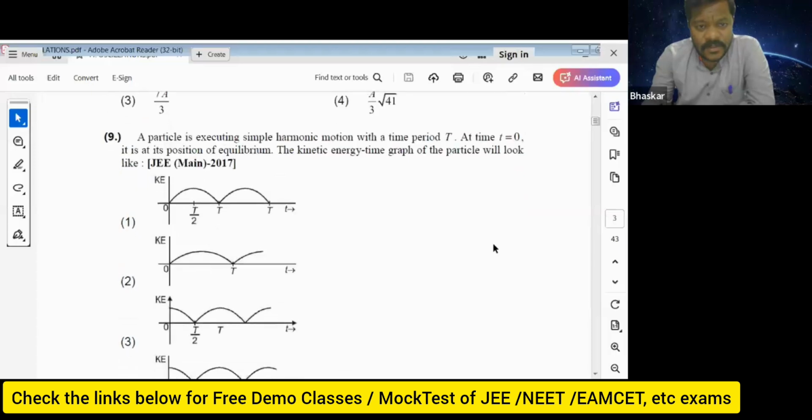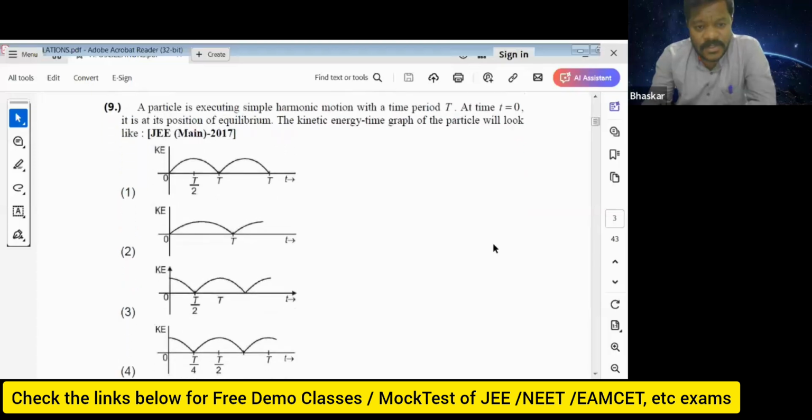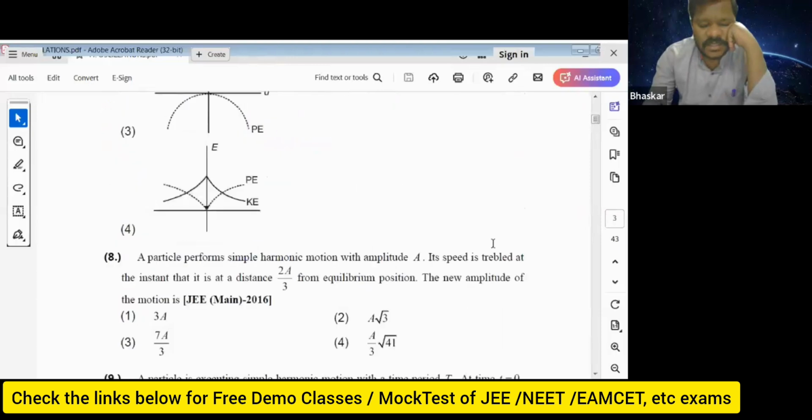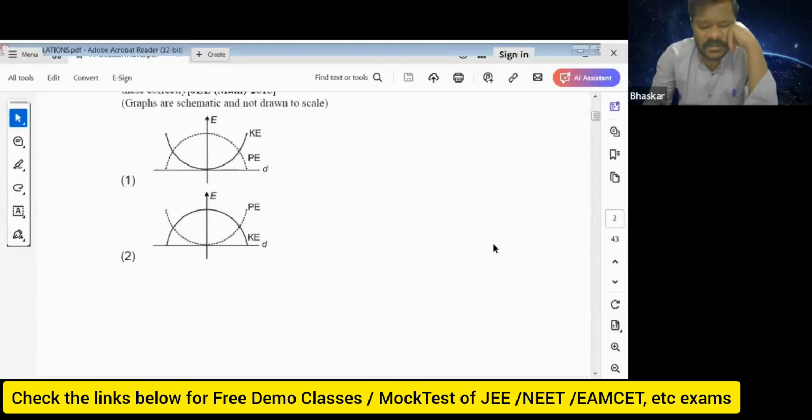So this is also some problem which is related to energy. So energy is basically, in a complete cycle how the energy is there, or in one half cycle how much energy is there. Like that, if you see, based on the position, this is the kinetic energy and potential energy graph. But if you say kinetic energy only or potential energy only, then you need to see.